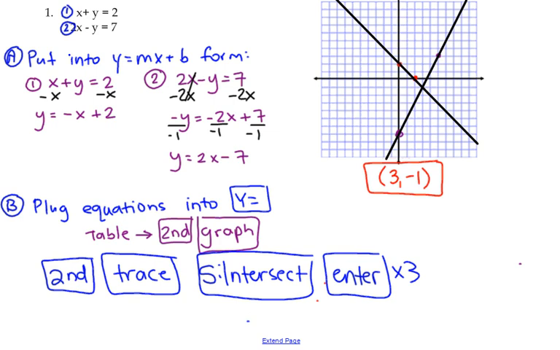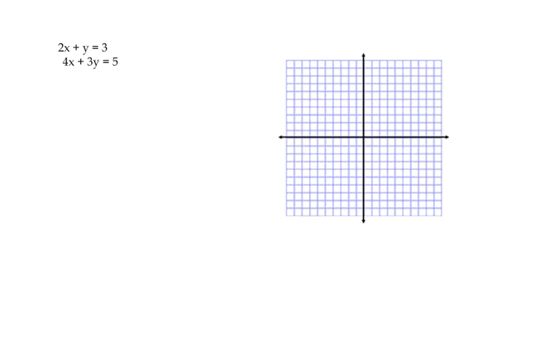Try the next one. Put it in y equals mx plus b form. Get both of them as y equals. Then you can plot it in your calculator. Got it? Done? That fast? You might get decimals. That's okay. Now, there's a way that we can turn it into a fraction. I'm going to teach you that.